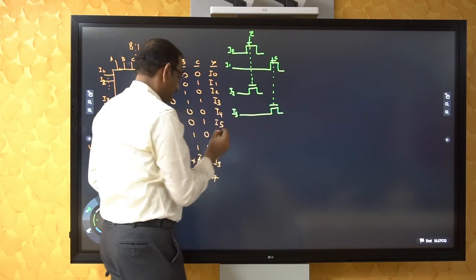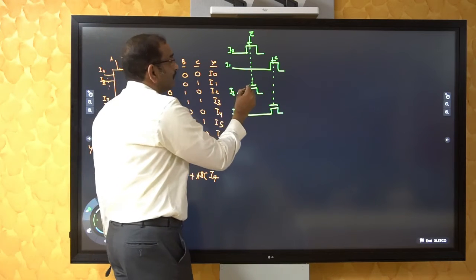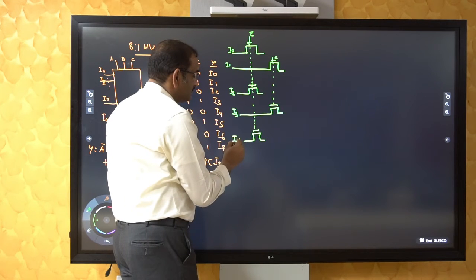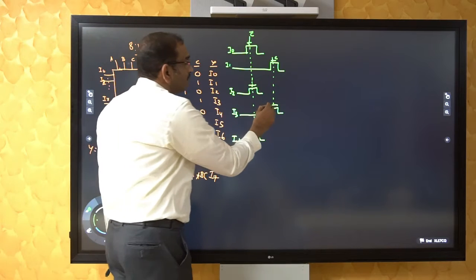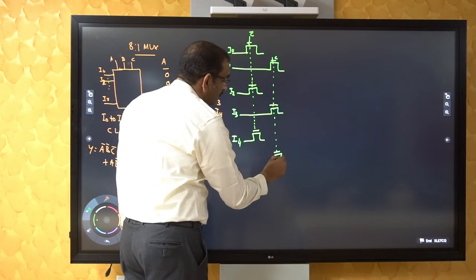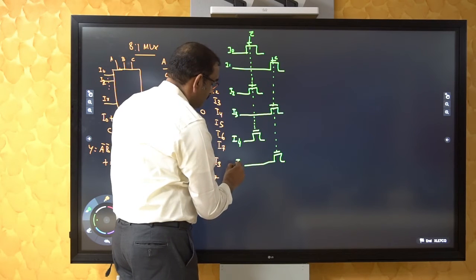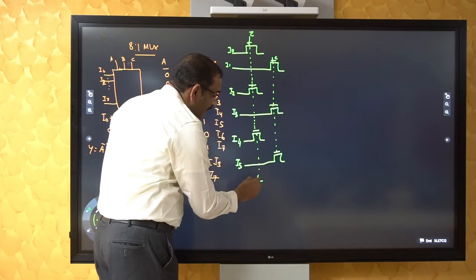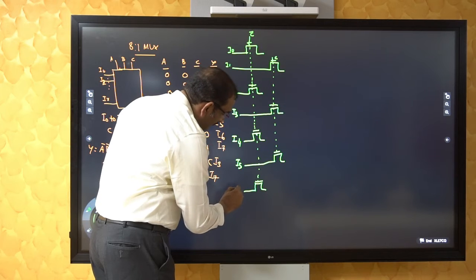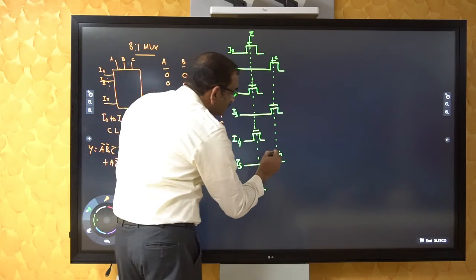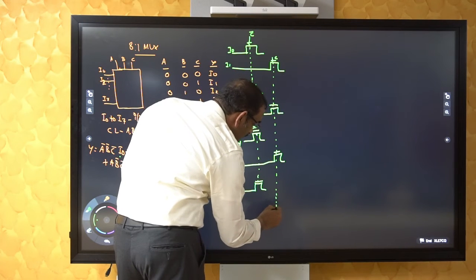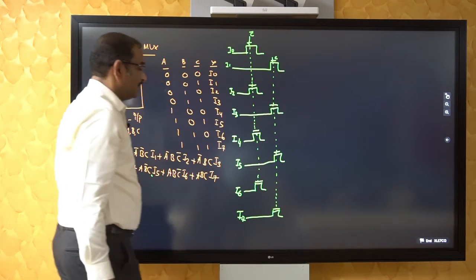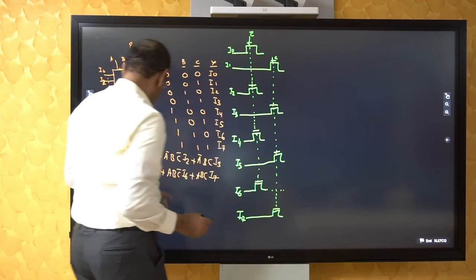This is I3. For I4 it is C bar again. For I5 it is C again. For I6 it is C bar, and for I7 it is C. So we have seen the input transistors.